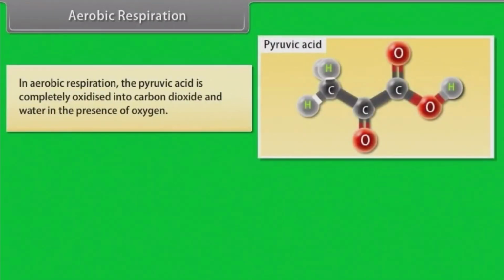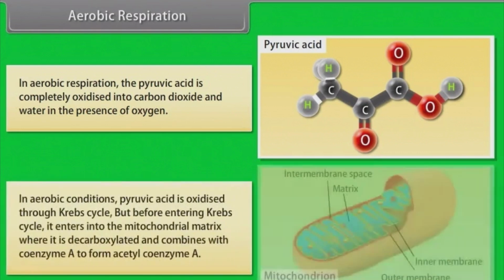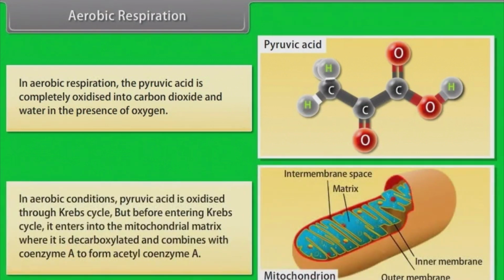Aerobic respiration. In aerobic respiration, the pyruvic acid is completely oxidized into carbon dioxide and water in the presence of oxygen. In aerobic conditions, pyruvic acid is oxidized through Krebs cycle, but before entering Krebs cycle, it enters into the mitochondrial matrix where it is decarboxylated and combines with coenzyme A to form acetyl coenzyme A.